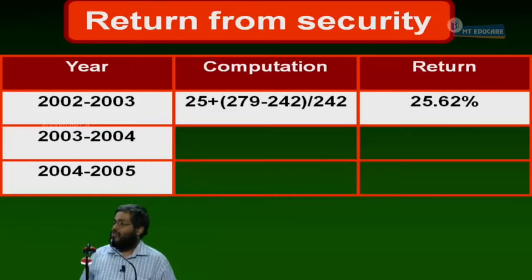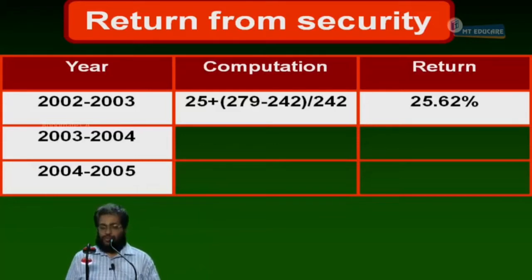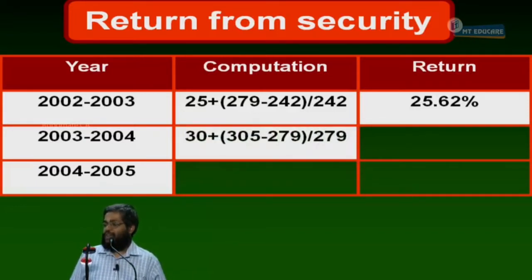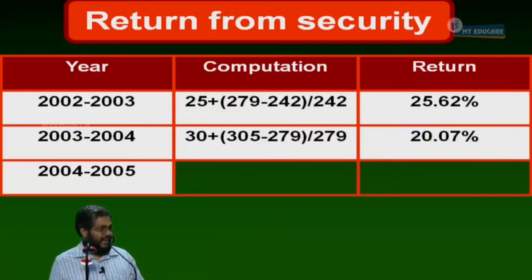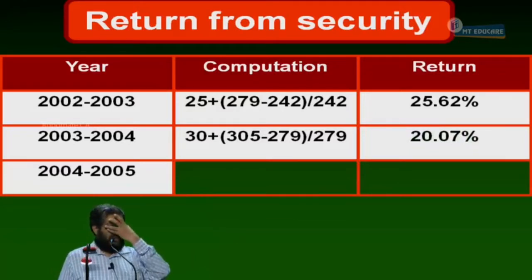Now next, 2003-2004. What is the price at the end of 2004? 305. What is it at the end of 2003? 279. The capital gain is the difference plus a dividend of 30 rupees. Please tell me the calculation. 30 plus 305 minus 279, whole divided by 279. I want the return percentage. So what percentage return are we going to get? 20.07 percent.